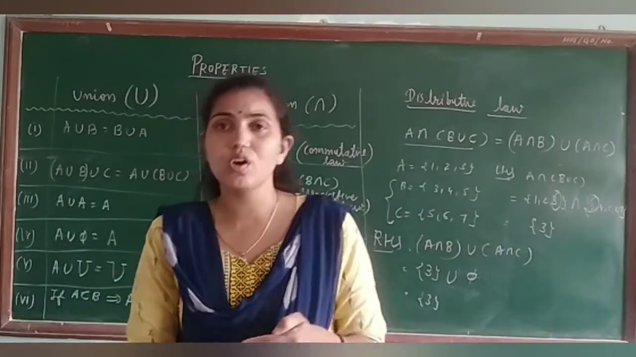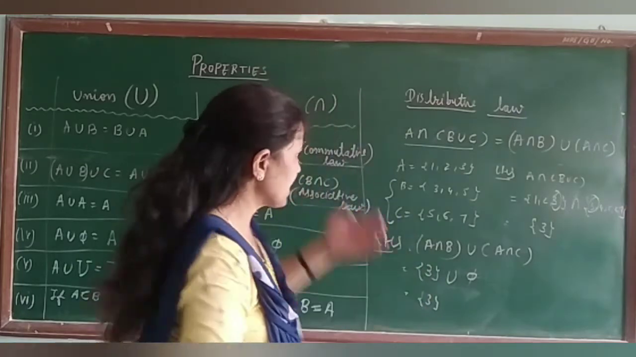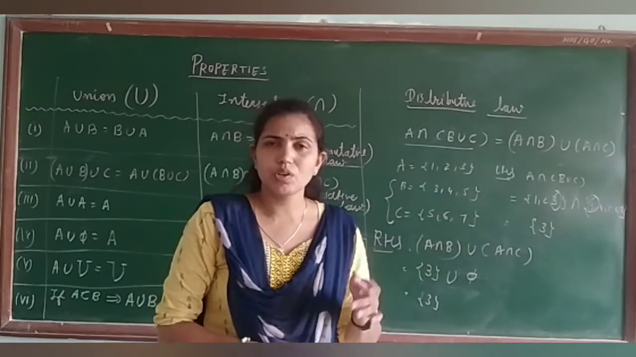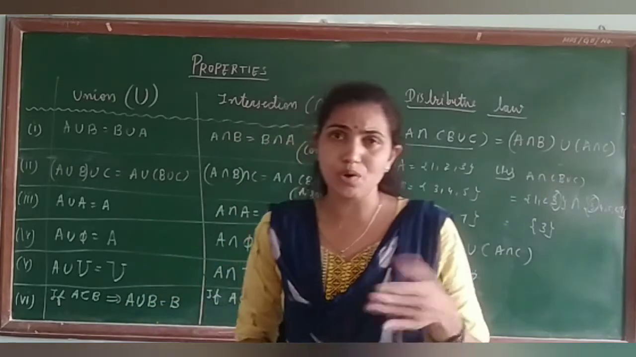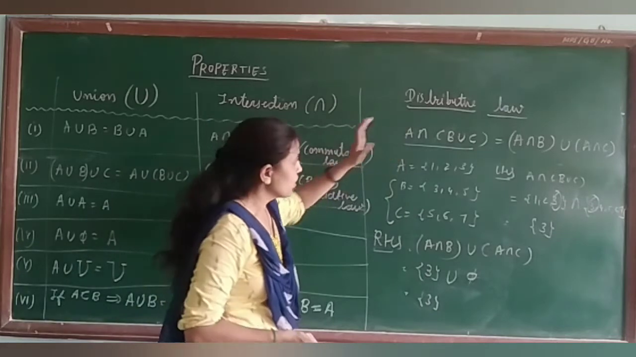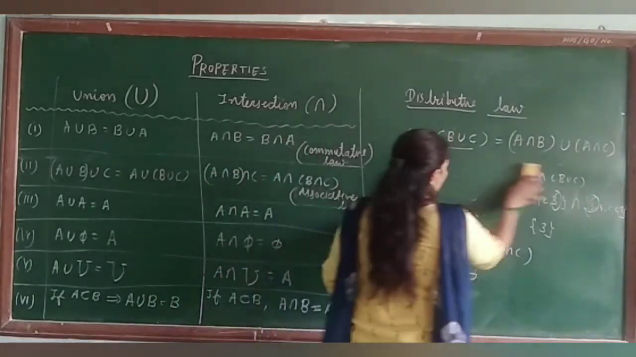तो डिस्ट्रीब्यूशन लॉ अगर प्रूव करना हो तो आपको इस तरह से प्रूव कर सकते हो. As well as you can use the set builder form also, but this will use as a property. So remember, students, this is your distributive law. You have to write only the law, not the proof of it.